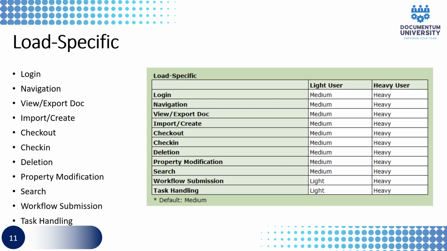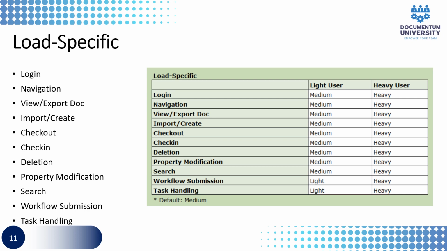Load-specific. In this section, we will discuss the load-specific parameters for the D2 application. These parameters are essential in determining the required resources for the application server and content server. In this section, it is required to specify the loading level for light users and heavy users for specific operations, including login, navigation, view, export doc, import, create, checkout, check-in, deletion, property modification, search, workflow submission, and task handling.